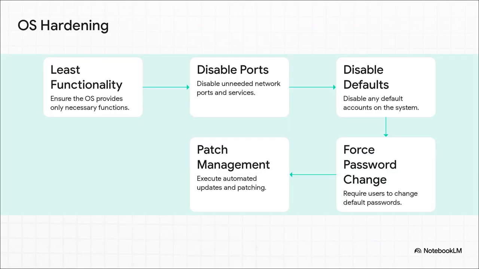So how do we do it? Well, here's a pretty standard checklist. You start with the idea of least functionality. Basically, if you don't need it, turn it off. That alone shrinks your attack surface dramatically. Then you go through and shut down any network ports and services that aren't being used, get rid of those easy-to-guess default accounts, make sure people are changing their passwords regularly, and, this one's huge, automate your security patches so you're always protected against the latest threats.